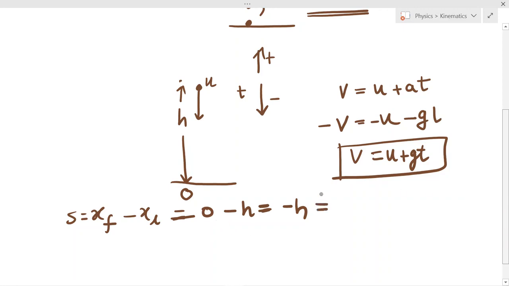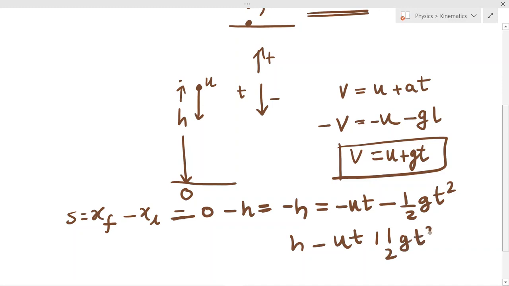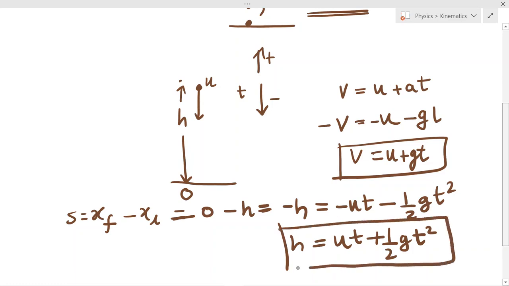So minus h will be minus ut, because u is to be taken towards the downward direction, minus half gt square. So g is pointing downwards. So h is equal to ut plus half gt square. And similarly v square, that is the velocity at this origin or at the ground, is equal to u square plus 2gh, because the displacement s is minus h.